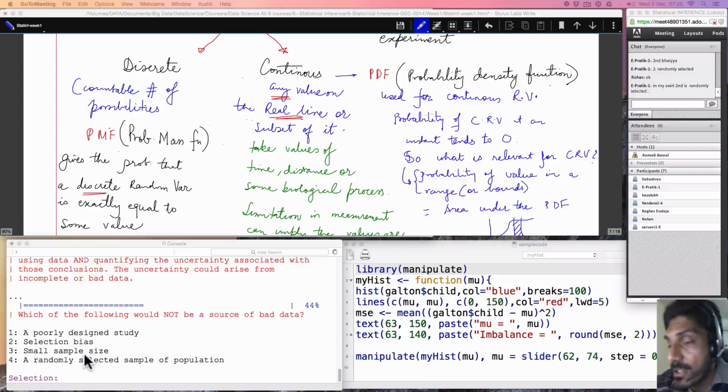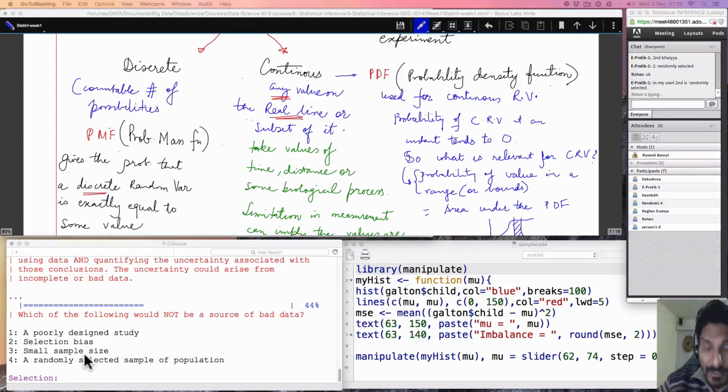So let us look at the small sample size. Now, small sample size is a tricky one, right? We're saying sample sizes are supposed to be small. That is why they are samples. But if it becomes too small, then also there are chances of bad data happening. So this is another important thing. And then fourthly we are saying randomly selected sample of population. Now the moment it says randomly selected, the chance of bad data is less, right?